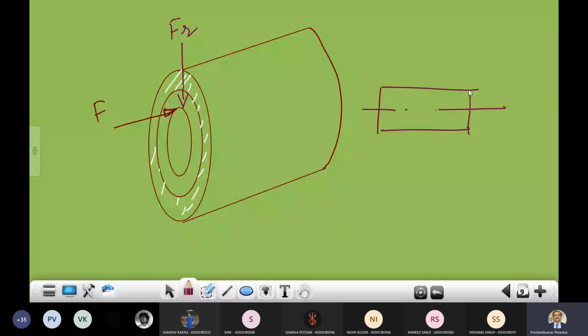Suppose this is your shaft, so this load is your radial load. This load is your radial load. Am I right, बच्चा लोग? ये समझ में आ रहा है क्या?